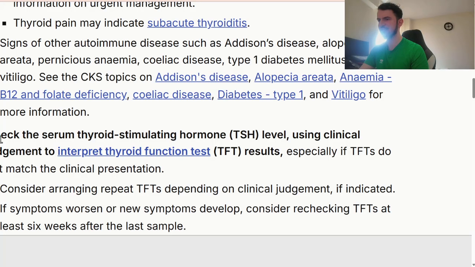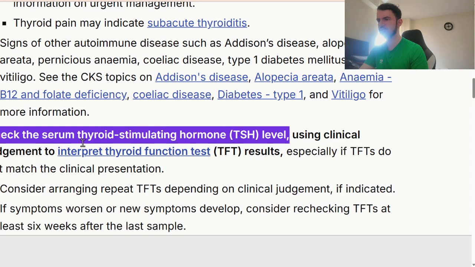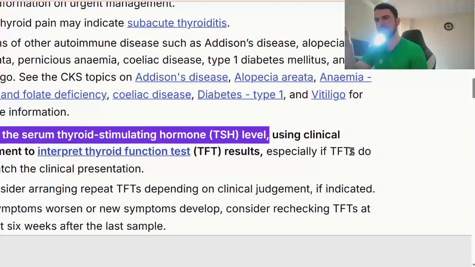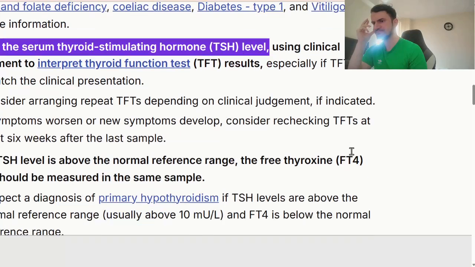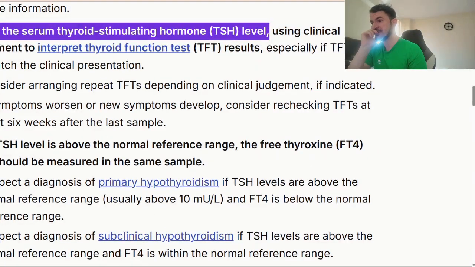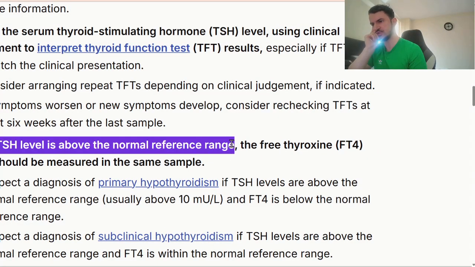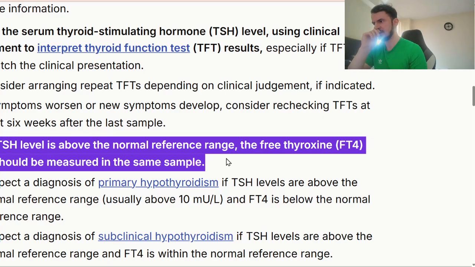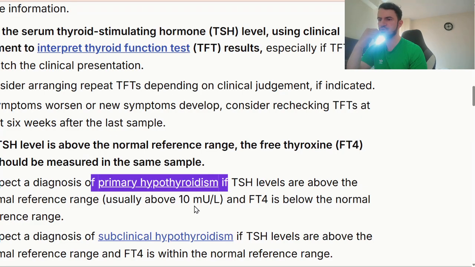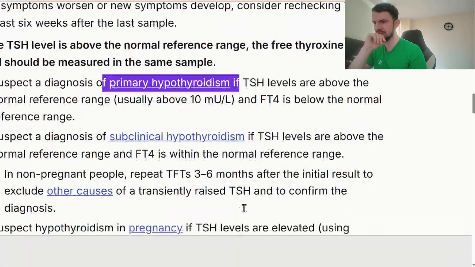Check the serum TSH level, using clinical judgment to interpret TFT results, especially if the TFT results do not match what they're clinically presenting with or their symptoms. So if the TSH level is above the reference range, what would that mean, guys? If TSH is high, that means you have hypothyroidism, as you can see here. Suspect a diagnosis of primary hypothyroidism if TSH levels are above the normal reference range and T3 and T4 are below the normal reference range.